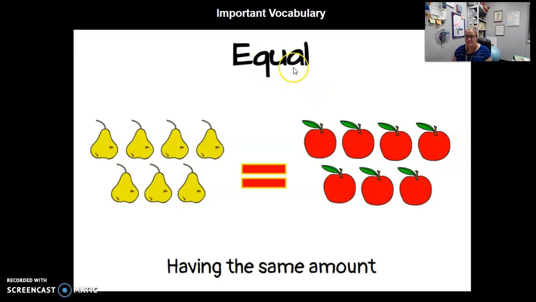The next one we have is equal. So whenever something is equal, it means that they have the same amount. So I'm able to see that I have 7 pears over here and I have 7 apples over here. But they both are 7, so that means they are equal. They have the same amount.